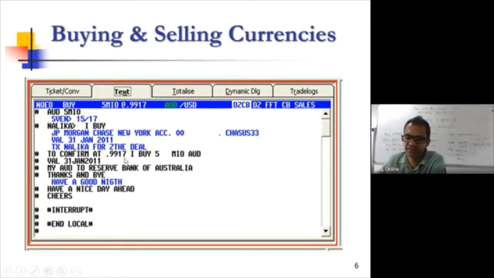Thanks. That's it. Then from our side also, it confirms to make sure that everything is correct with the big figure 0.9917. I buy 5 million, value date, and where should we receive our dollars. After that, if you want, you can have another chat, discuss markets and things like that. But these are the minimum. This is the minimum that you require to do a trade on this type of chat, or even a voice call. That means over the phone, you may have to exchange this information. That's the market practice.